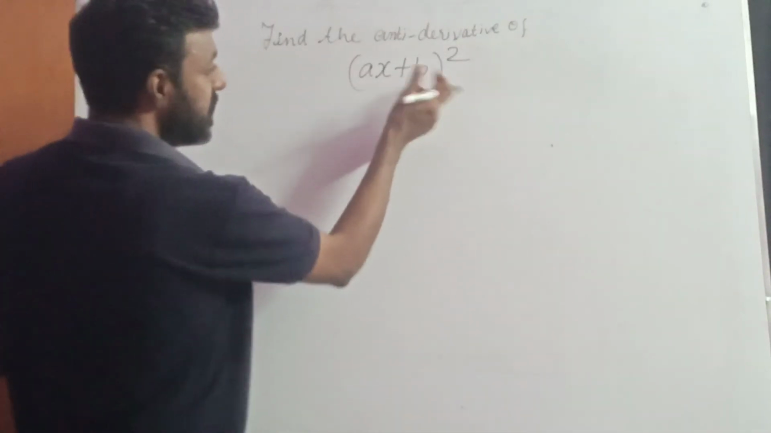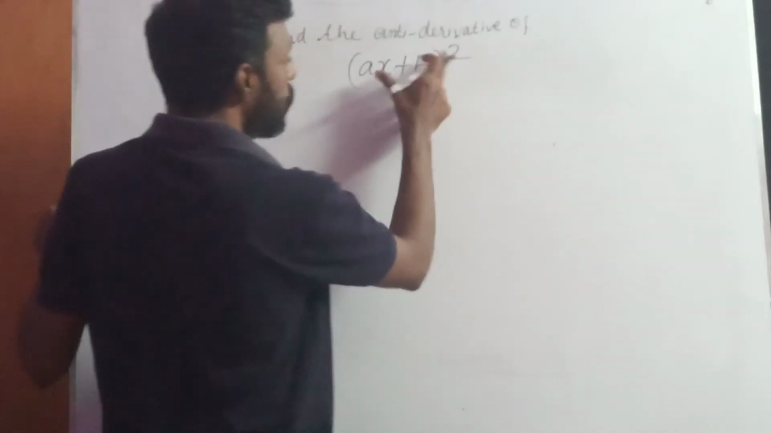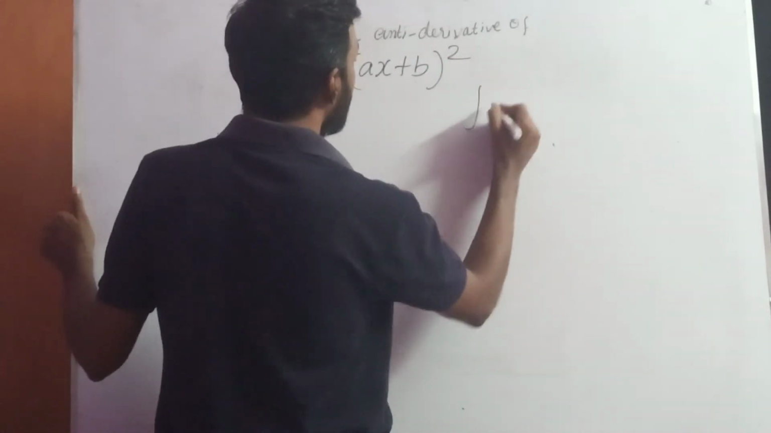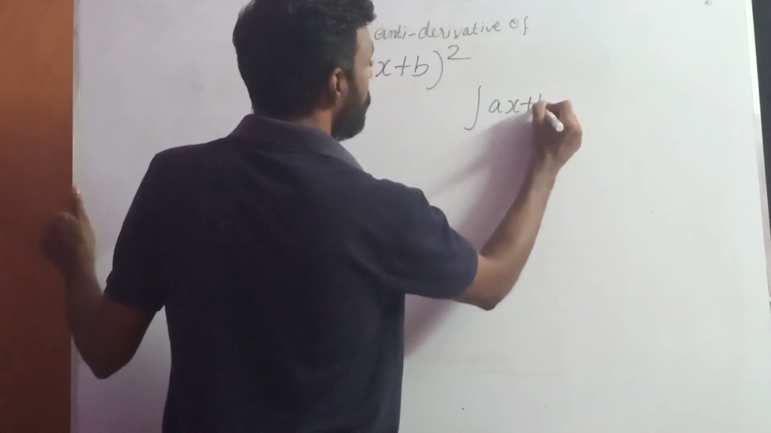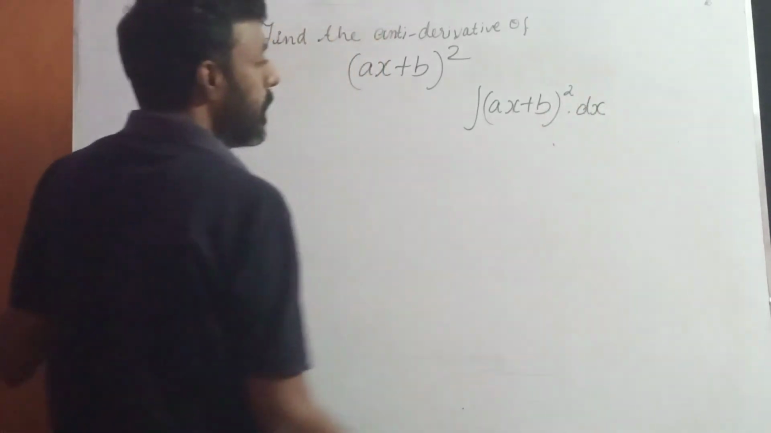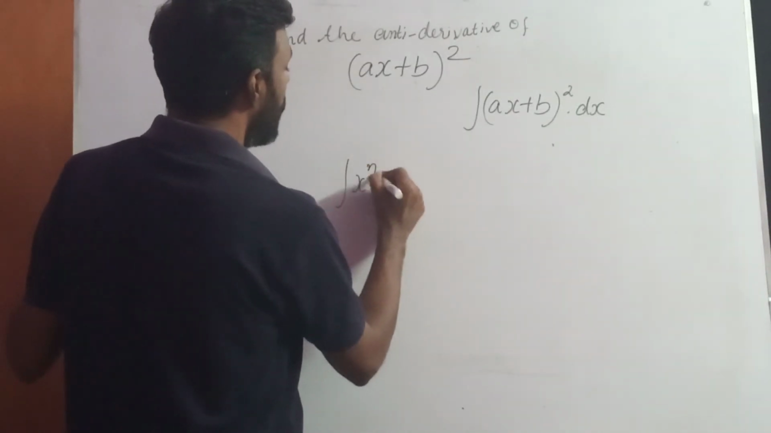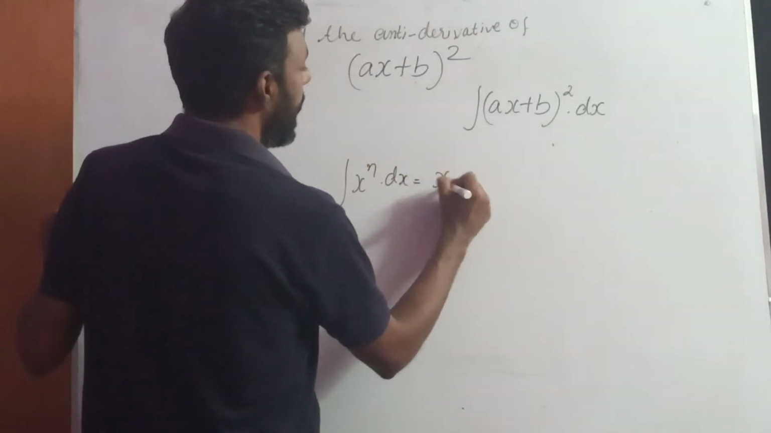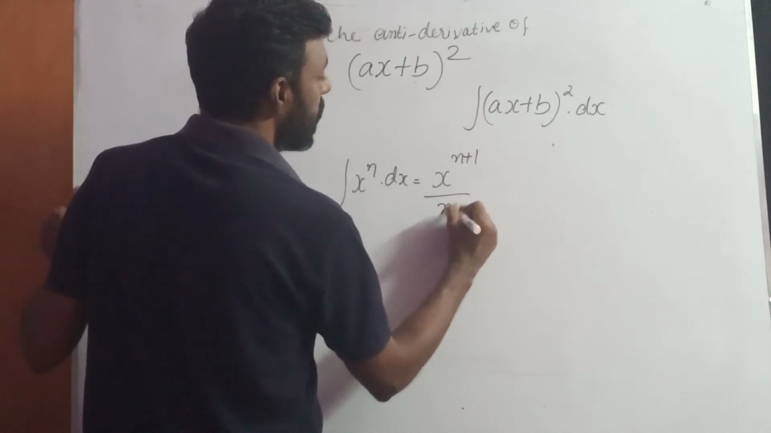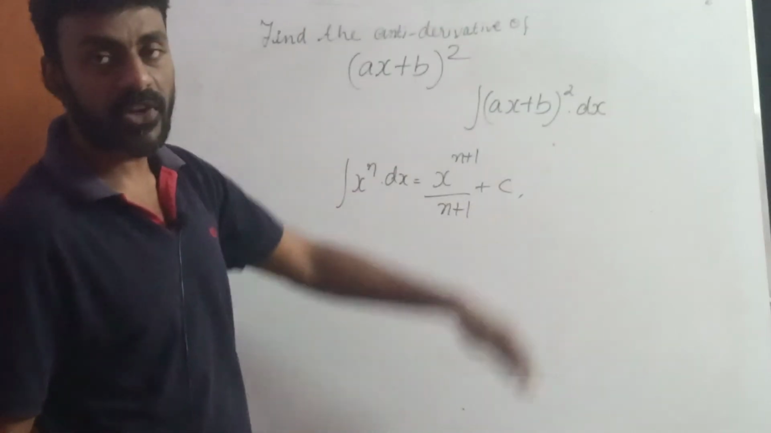So the first thing is we need to integrate it. On (ax plus b) the whole squared, integration will yield the integral of (ax plus b) whole squared into dx. How are we supposed to do this? The integral of this into dx looks like the integral of x power n into dx, which is nothing but x to the power n plus 1 by n plus 1 plus c. You need to substitute this formula over here.